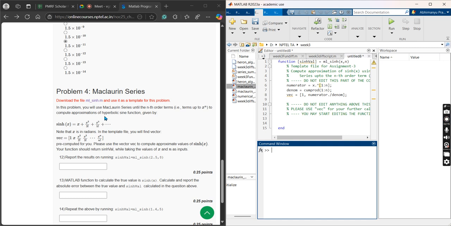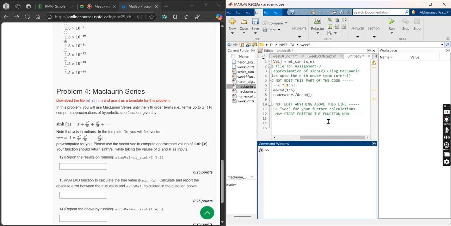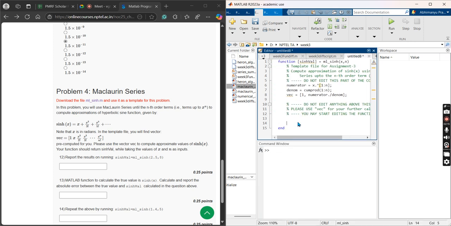to compute approximations of hyperbolic sine function given by this. Note this x is in radians. In the template, you will find vector vec. Okay, so here we have a vector pre-computed for you. Please use this vector vec to compute approximate values of sine hyperbolic x. Your function should return sinh val while taking the values of x and n as inputs. Fine. So please don't edit anything. You may start editing.